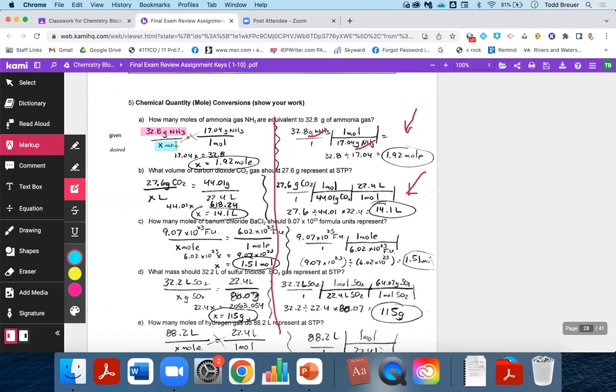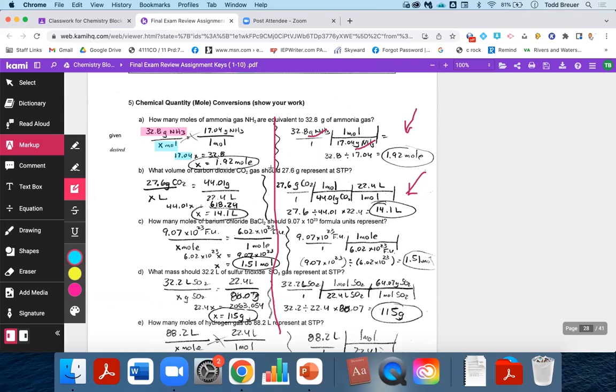We cross multiply: 17.04 times X, 32.8 times 1. We get a formula. We solve for X by dividing each side by what's attached to it, 17.04, and we get 1.92. So it's all about organizing given over desired. And then on the right side, the factors equal to 1 mole, or whatever quantity is equal to 1 mole, that's what we fill in on the fraction on the right side using the same units.